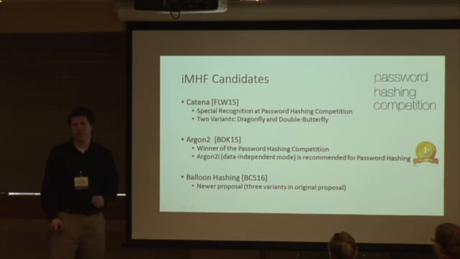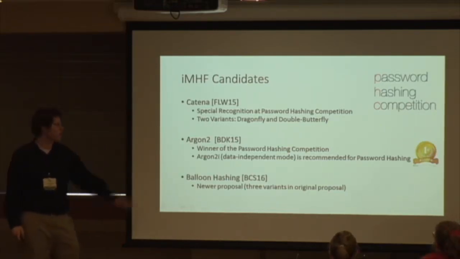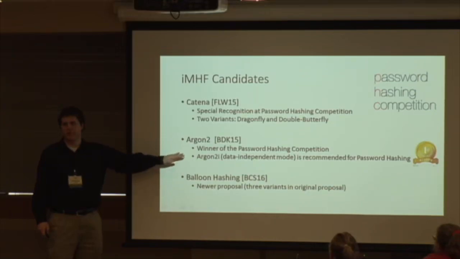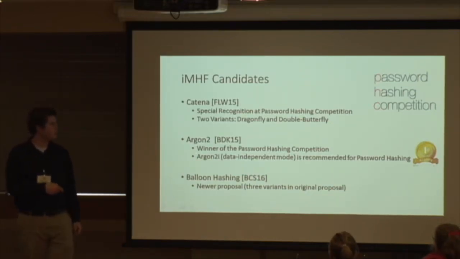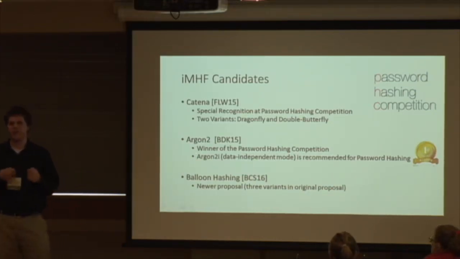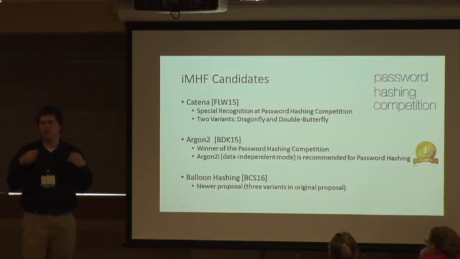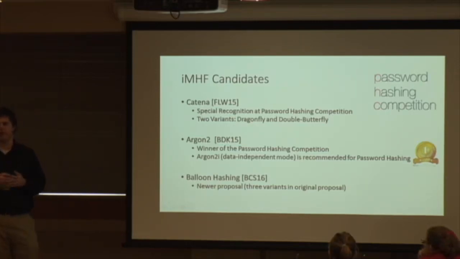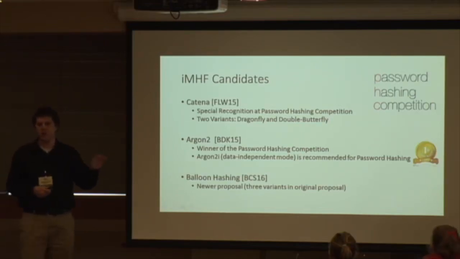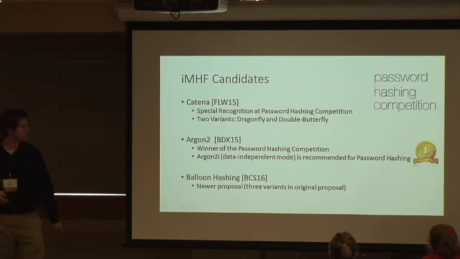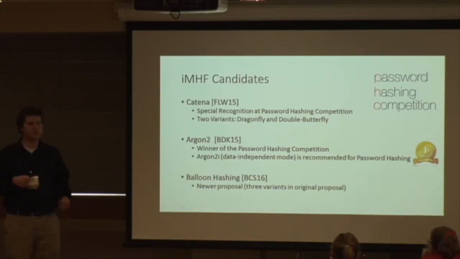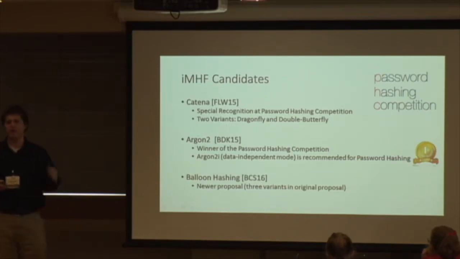Argon 2 is also a particularly notable candidate. In particular, Argon 2 won the competition. And Argon 2 is equipped with a data-independent mode called Argon 2i, which is what the authors of Argon 2 originally recommended for password hashing. They've changed their recommendations now for reasons that we'll see later in the talk. And finally, some researchers out of Stanford proposed a variant called balloon hashing, which is fairly similar to Argon 2 and Spirit with a few small differences.